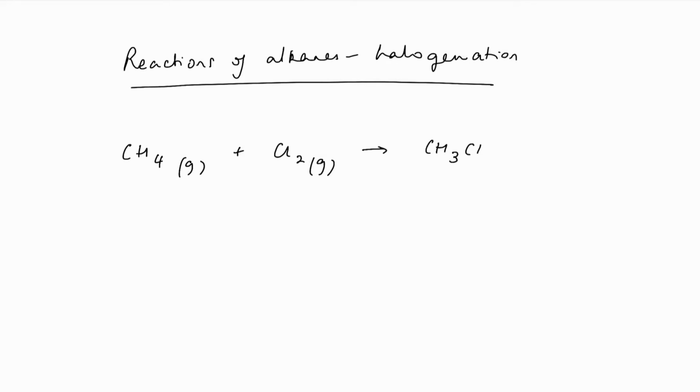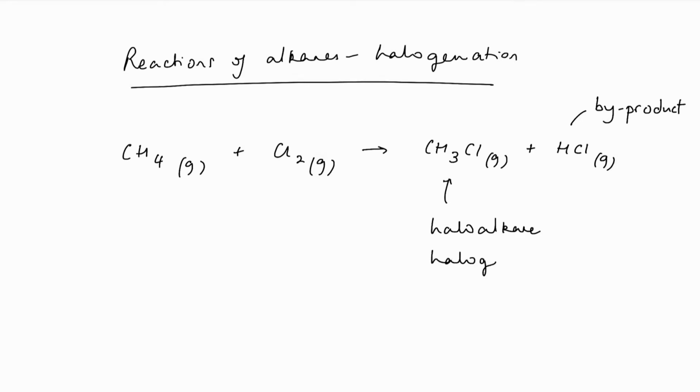to make chloromethane and hydrogen chloride. HCl here could be considered a byproduct of the reaction. And this chloroalkane is an example of a haloalkane, or sometimes they're known as halogenoalkanes.